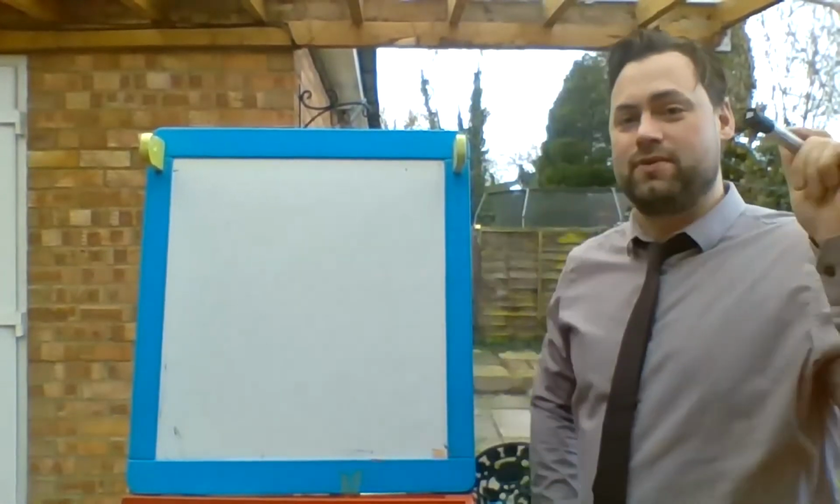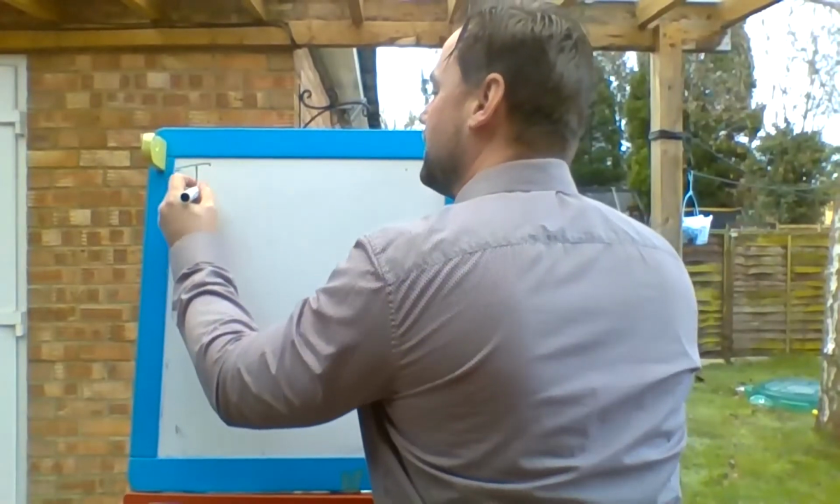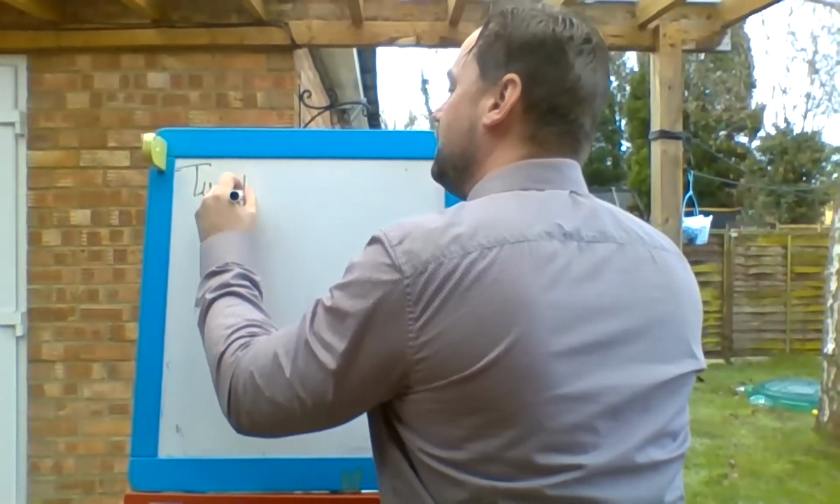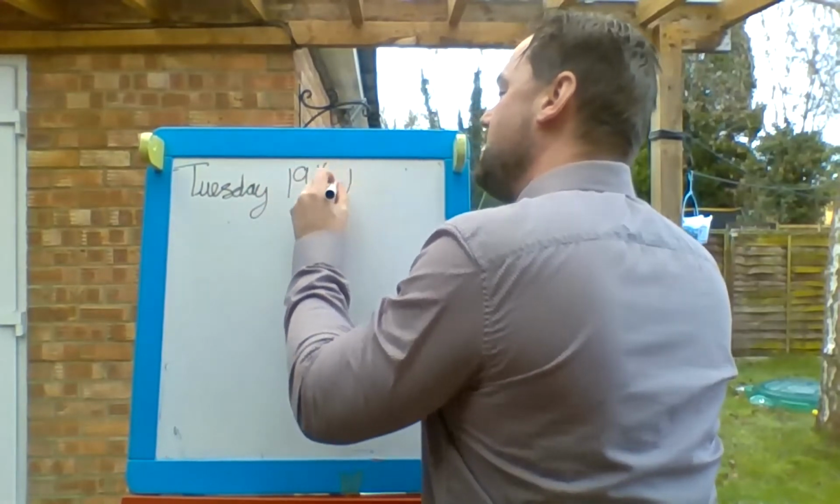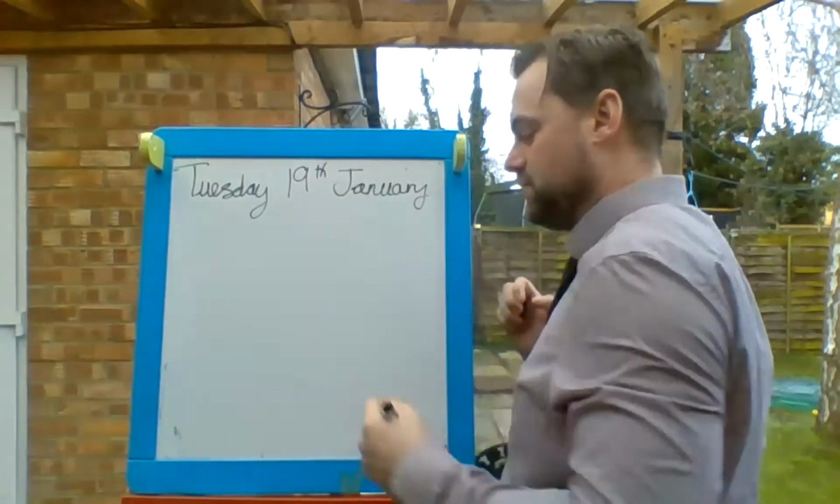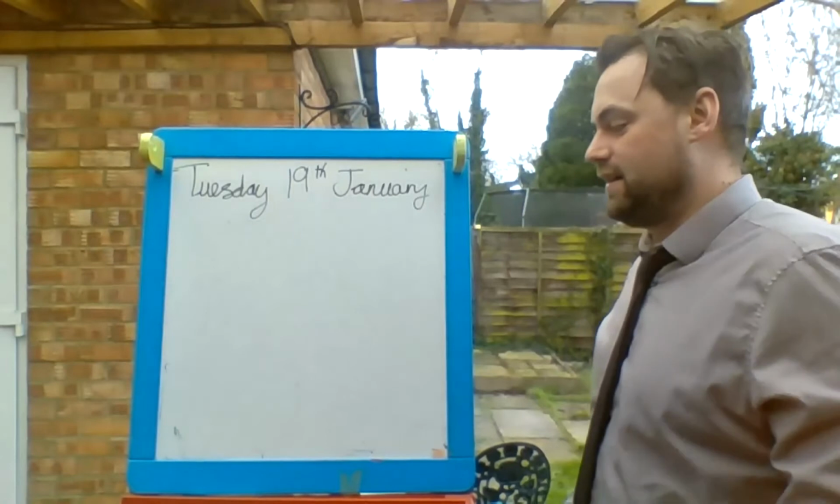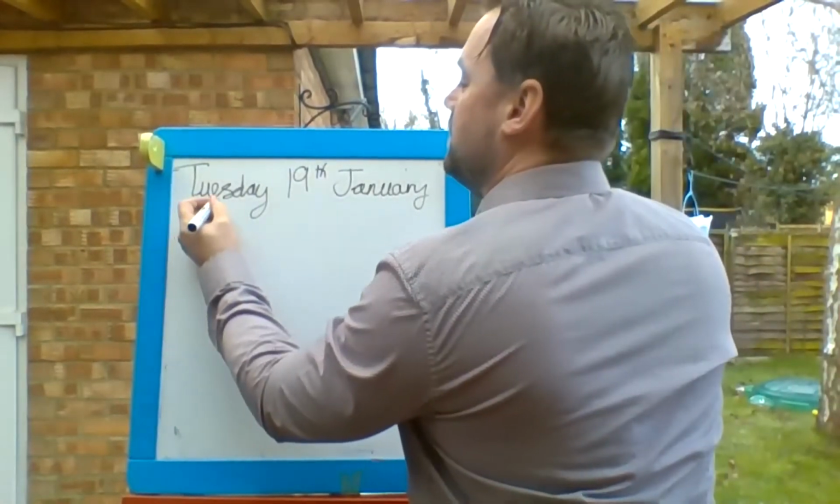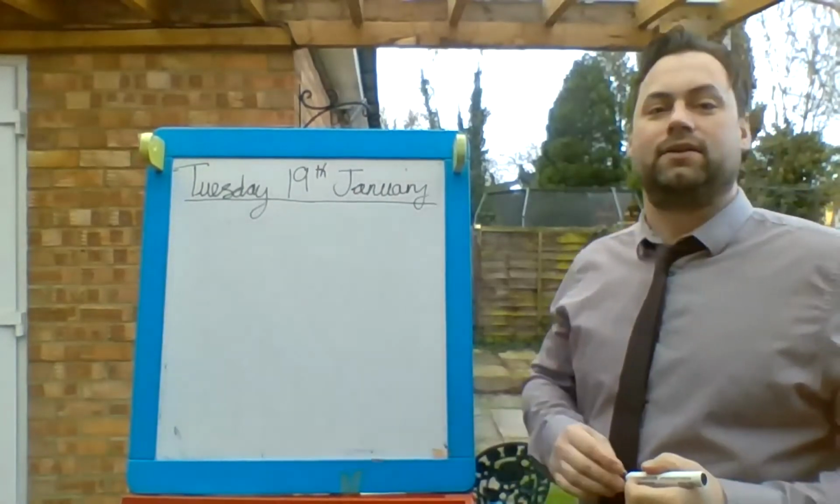First thing we're going to do, as always, we're going to write our date at the top. So it's Tuesday with a capital T. It's the 19th, and it's January. If you've got space, you can put 2021. If not, that's fine, to leave it like that. You're then going to get yourself your ruler, and with a pencil, you're going to draw a line.